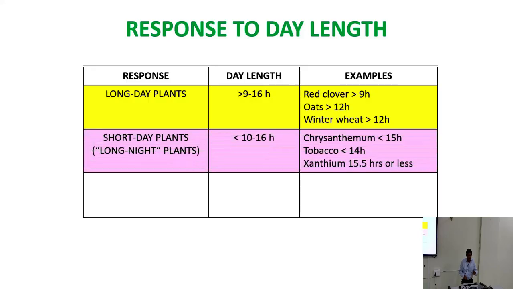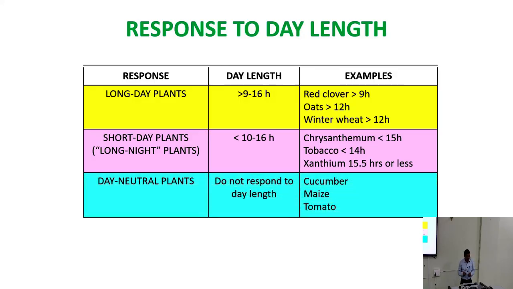Similarly, go to the short day plants here. In short day plants, again, same thing. Chrysanthemum, it is less than 15 hours, whereas tobacco, it is less than 14 hours. And xanthium, if you see, that is 15.5 or less. That is its day length, and we call it a short day plant. So our concept must be clear here.